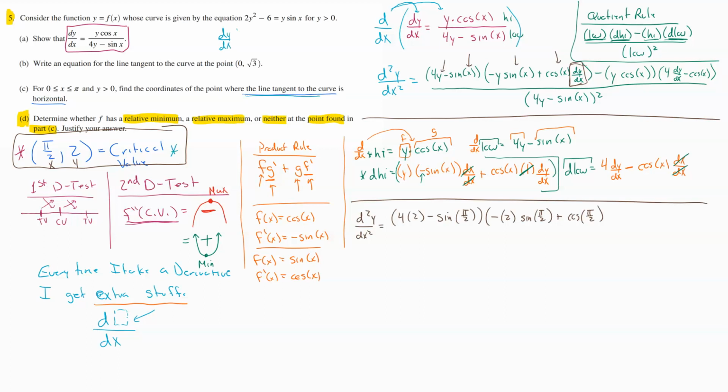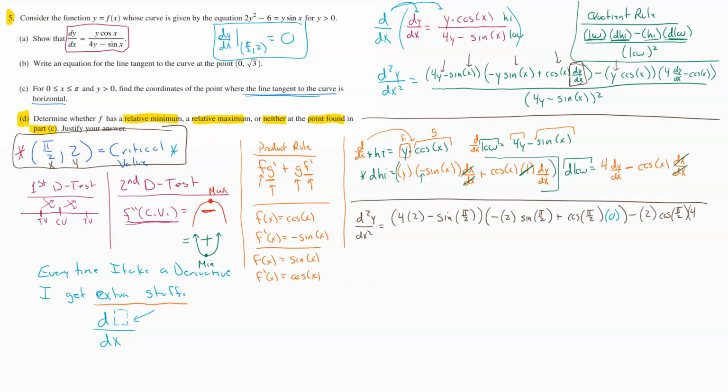That was this value. We know dy/dx at pi over 2 is going to equal 0, because what we had was a critical value. So we can plug in 0 now everywhere we see that dy/dx. Then we keep moving on down the road. We get minus our y value, which is again 2, times the cosine of our x value, which is pi over 2, times 4.